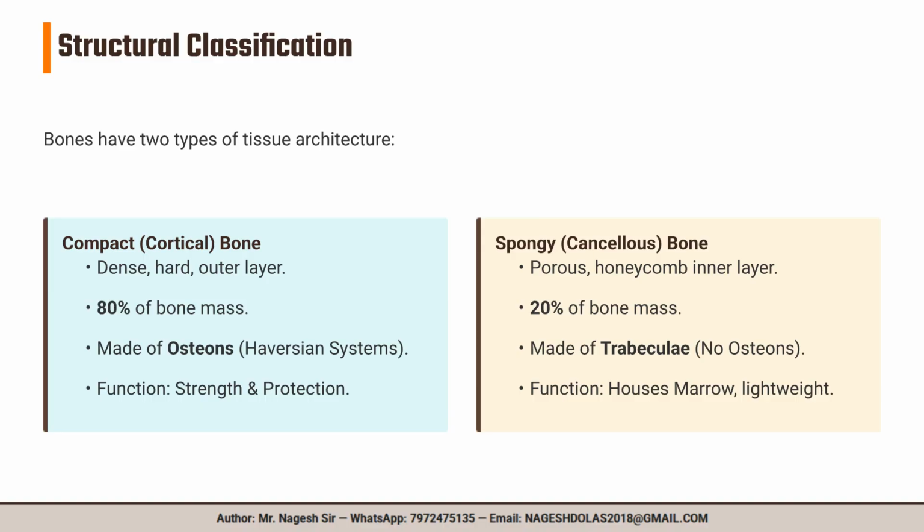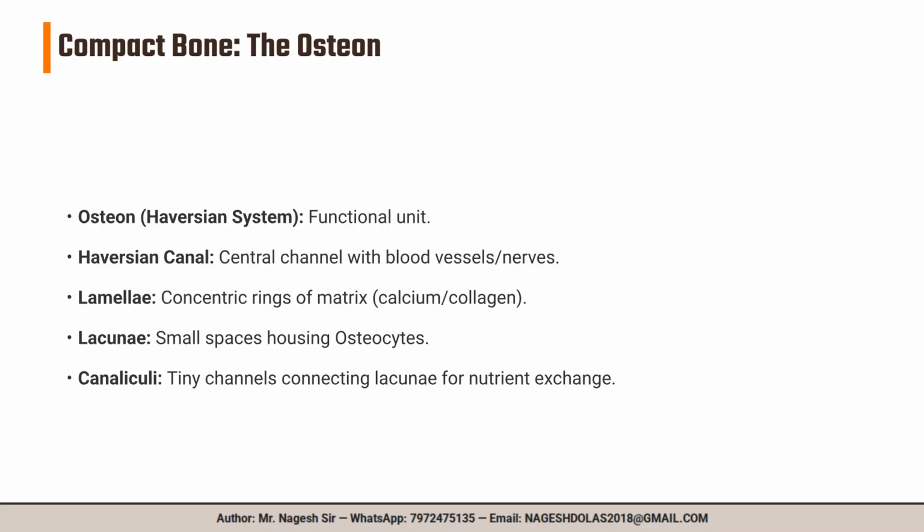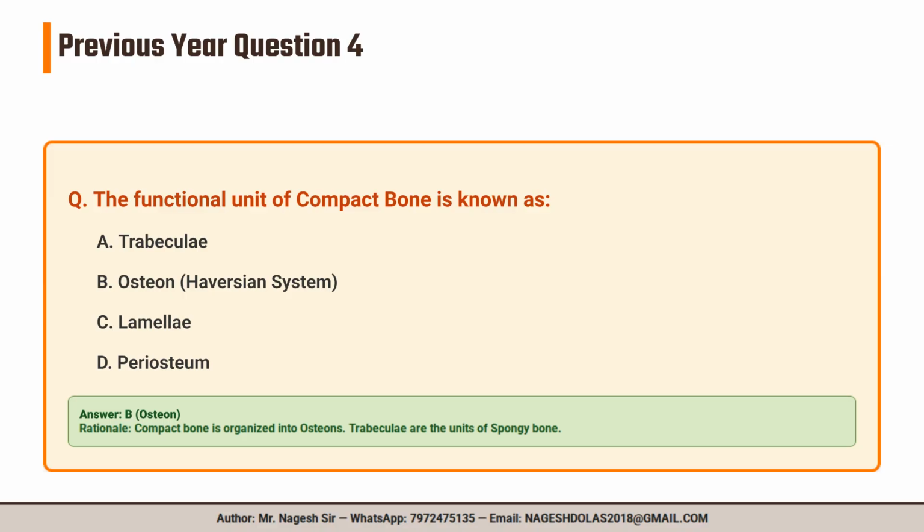Bones have two types of tissue architecture: compact bone and spongy bone. Compact bone is the dense outer layer, providing strength and protection. Spongy bone is the porous inner layer housing bone marrow and making the bone lightweight. The functional unit of compact bone is the osteon, or Haversian system. It includes the Haversian canal for vessels and nerves, lamellae, which are concentric rings of matrix, and lacunae, which house osteocytes, connected by canaliculi.